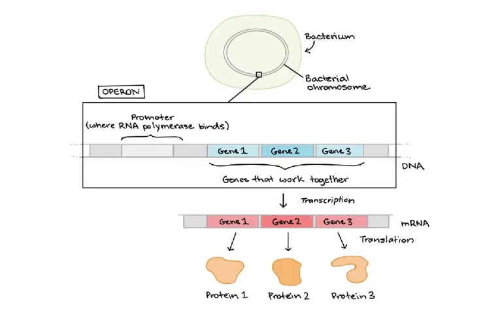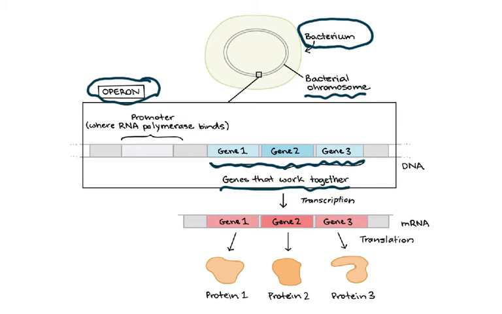First of all, we need to know what we are talking about. We're going to be talking about a bacterium that has this bacterial chromosome. Now a portion of it is called an operon. What is an operon? An operon consists of 3 genes. Now here what we have, gene 1, gene 2 and gene 3, and these work together.